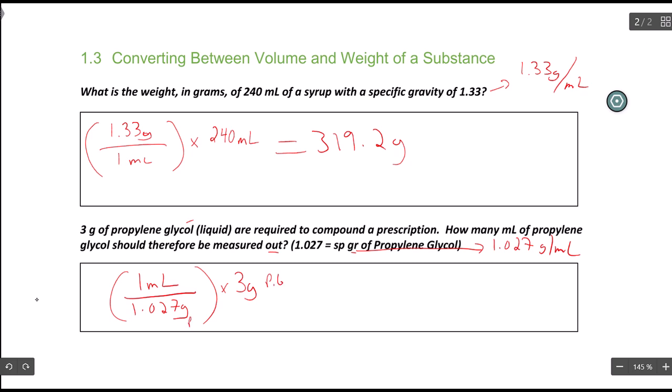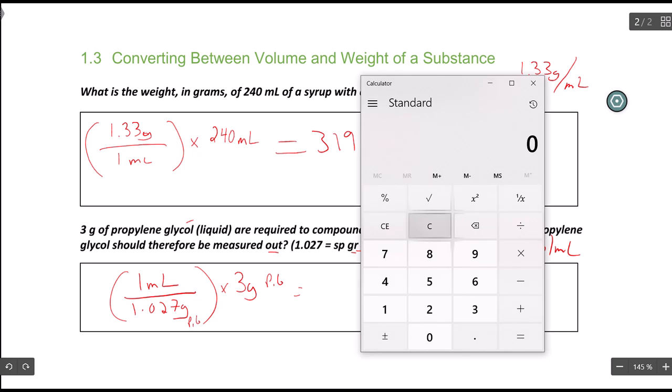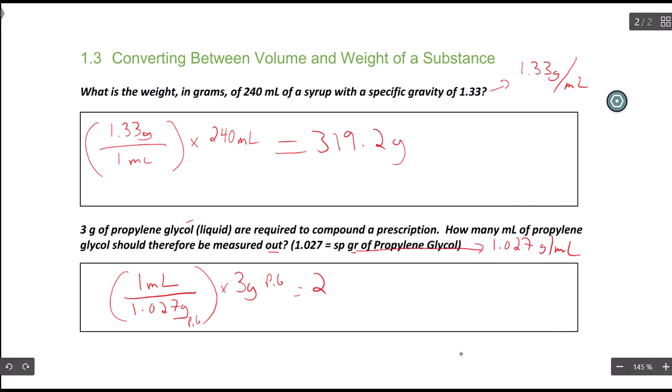And in this case, I've got my 3 divided by 1.027. And I've got 2.9211, so it's approximately 2.92 mLs is what I would measure out for propylene glycol.